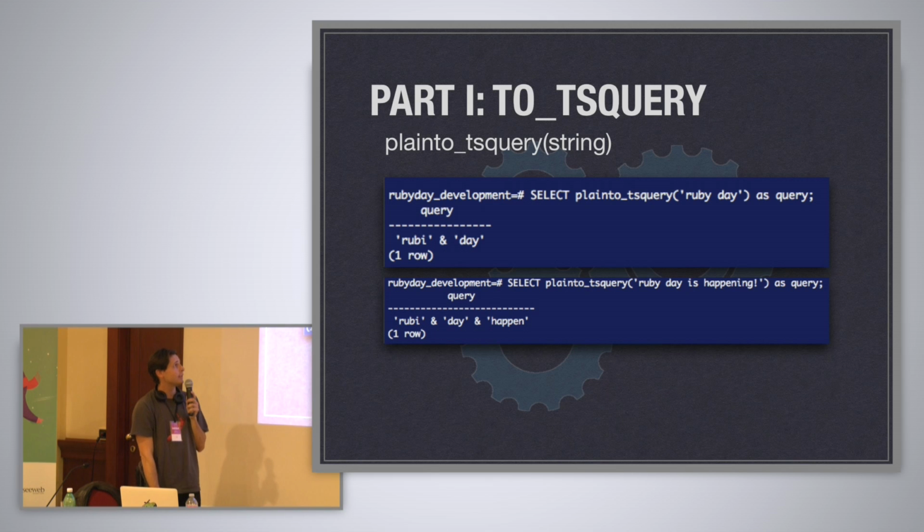If we use plain toTS query, plain toTS query is able to accept kind of raw user input, and it'll just string them together with the AND operator. So for example, if we query for RubyDay is happening down here, we're going to get a query that has the three lexemes Ruby, day, and happen. And I tend to prefer plain toTS query just because it's simpler and tends to be good enough, but it's good to know that we have a little bit more advanced functionality if we need it.